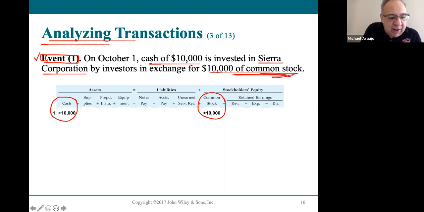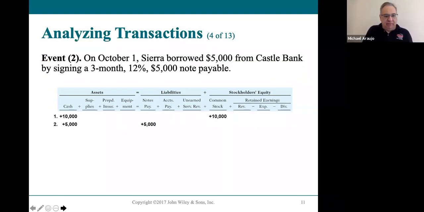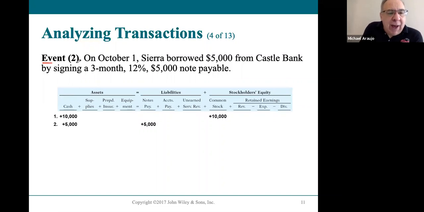The second event that happened to Sierra Corporation also happened on October the 1st. So again, it's understandable to know that transactions are done in order. What you'll see here is they'll be done by date, chronologically. On October the 1st, Sierra Corporation borrowed $5,000 from Castle Bank. They signed a 3-month, 12%, $5,000 note.